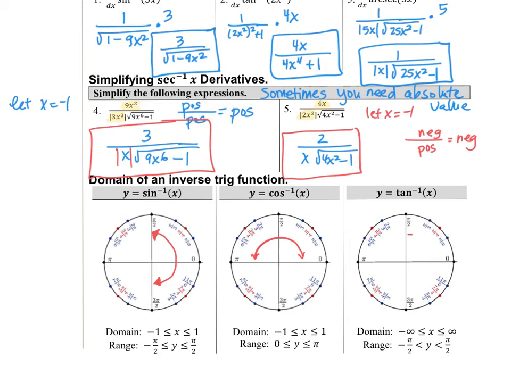Tangent is from there to there in quadrants 1 and 3 again. But remember, tangent did not include the endpoints. Okay, these were like open circles because you see how it does not have the or equal to. So the range of the original function is now the domain of its inverse, and that's very, very important. So you need to make sure you remember that from pre-calculus.